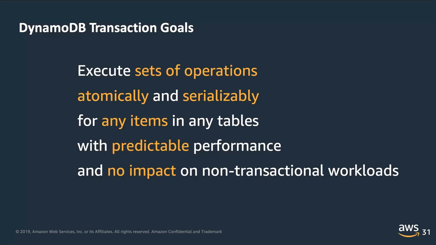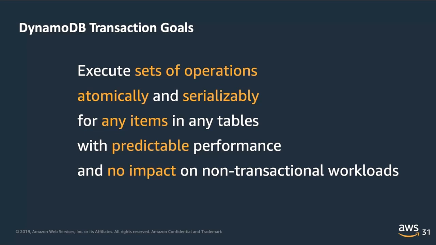So we wrote down these goals. DynamoDB already allowed customers to write consistent applications and also provided durability, right, with replication of the data. So out of ACID, what was missing was A, which is atomicity, and I, which is isolation. Our customers needed the ability to execute a set of operations which belong to multiple partitions or multiple tables atomically and in a serializable fashion for any items with predictable performance.